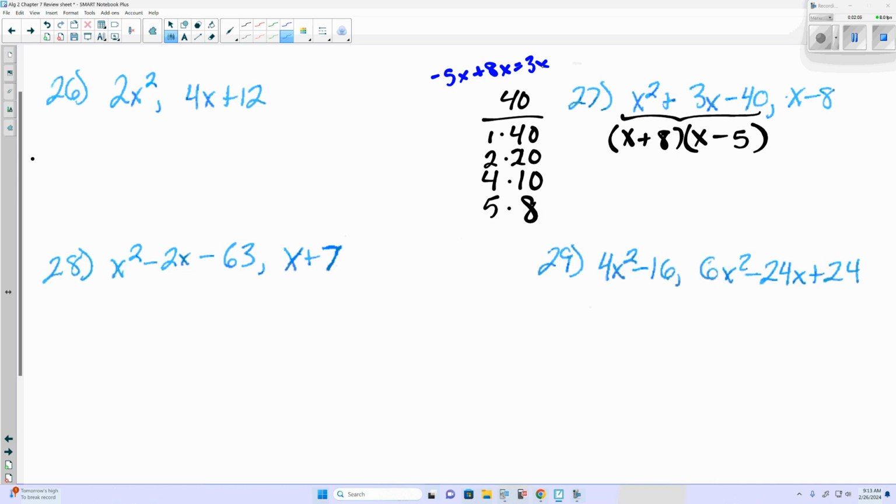Now we would factor the other one, but our x minus 8 is actually already factored. That's as simplified as it gets.